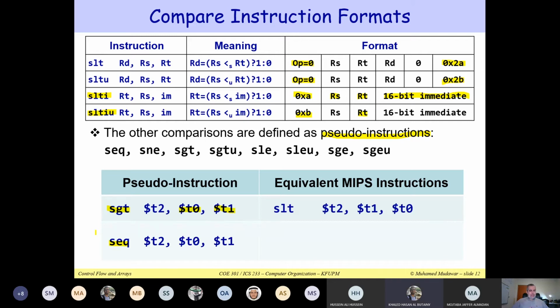Khalid. Yeah. But that might actually require many instructions, right? Because you have to do set less than first for T0, T1, put this in a temporary register, and then do it a second time. And then you have to check that both are 0, right? To say that they are equal.